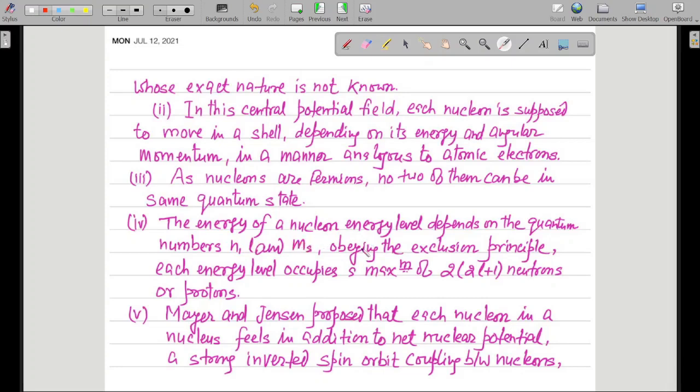They will obey the exclusion principle, that is Pauli's exclusion principle. Each energy level occupies a maximum of 2 into 2l plus 1 neutrons or protons.